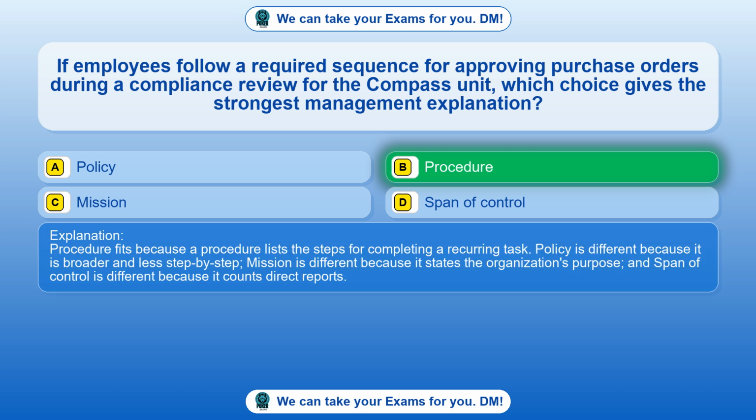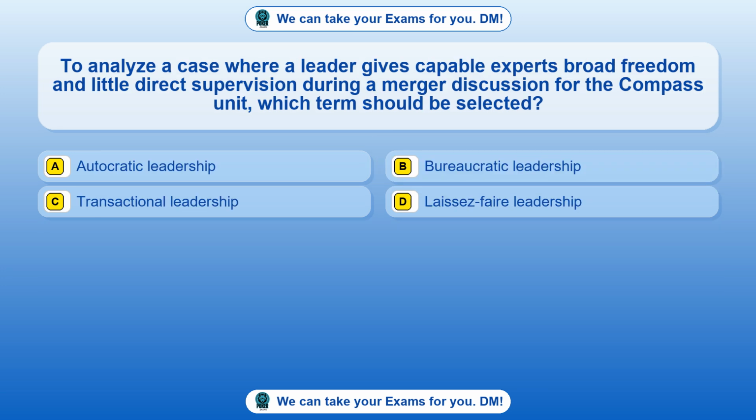Procedure fits because a procedure lists the steps for completing a recurring task. Policy is different because it is broader and less step-by-step. Mission is different because it states the organization's purpose, and span of control is different because it counts direct reports. Question 28. To analyze a case where a leader gives capable experts broad freedom and little direct supervision during a merger discussion for the campus unit, which term should be selected?